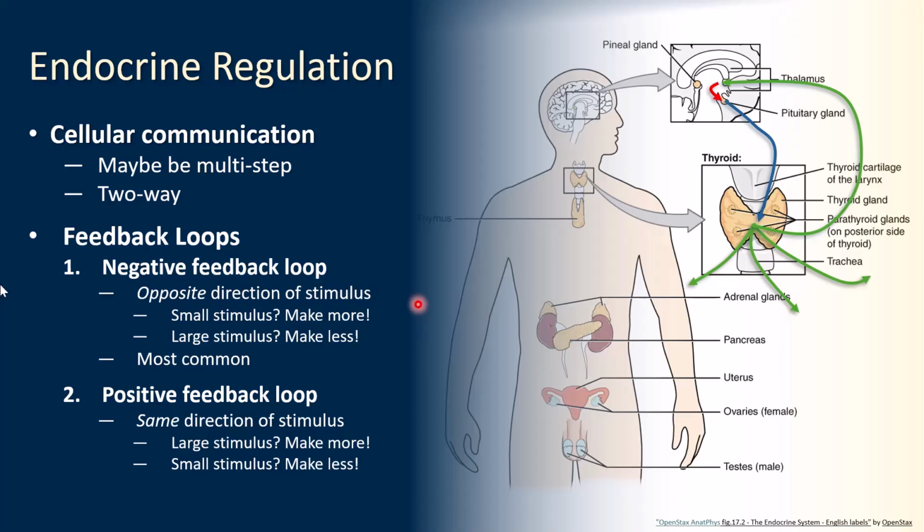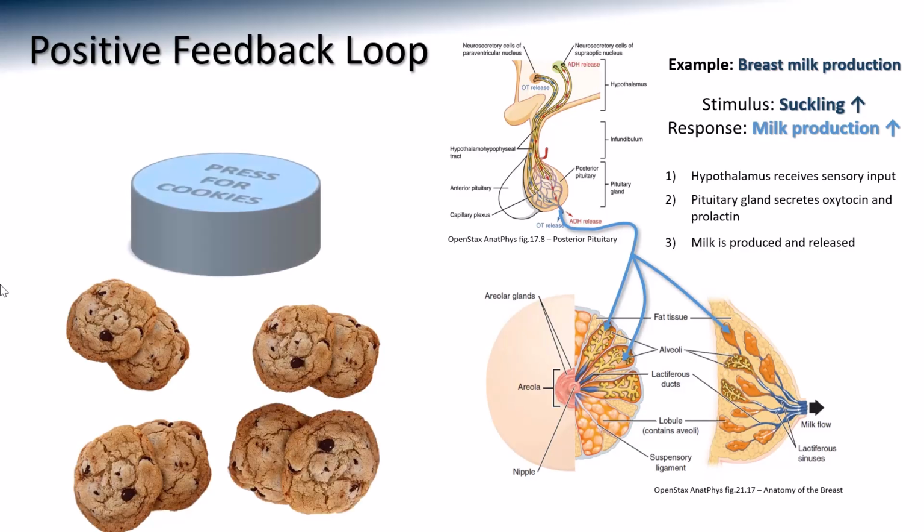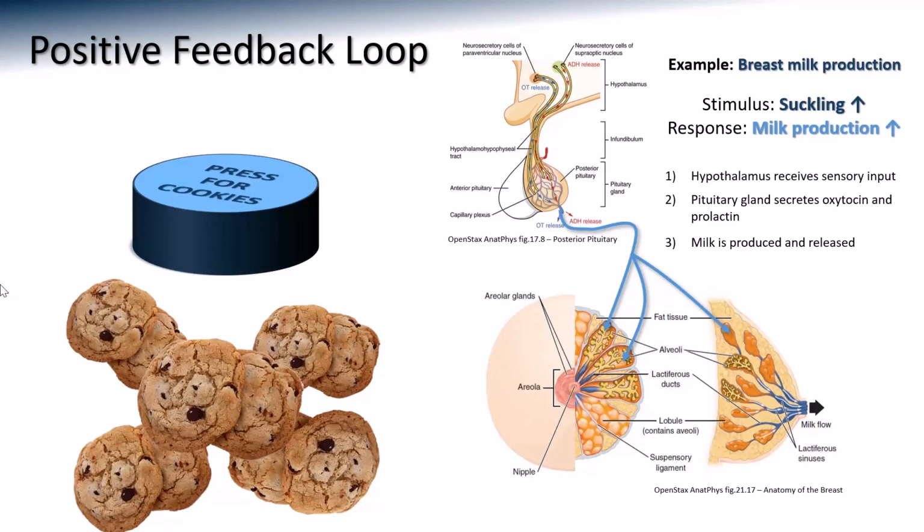That must mean that there is a thing called a positive feedback loop, and indeed there is. Where the negative feedback loop was happening in the opposite direction of the stimulus, the positive feedback loop is going to happen in the same direction of the stimulus. So if you've got a large stimulus, you're going to make more of whatever it is. If there's a small stimulus, you'll make less. Let's take a look at what this might look like. Basically, I like to liken this to a button you press for cookies, and you can get lots and lots of cookies by doing that. The more you press it, the more cookies you get.